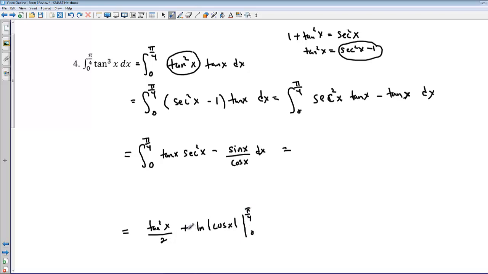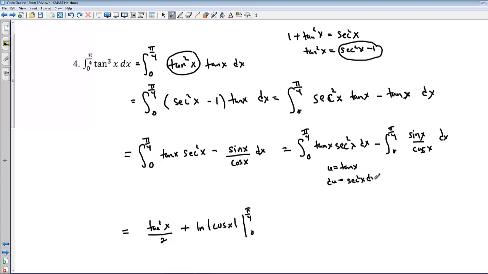Now, if you don't see that, that's okay, because you could actually break this up into 2 separate integrals. So if I was struggling with this one, I might just break it up into 2 separate integrals and then make 2 different substitutions. So the integral of tan x secant squared x dx, and then minus the integral from 0 to pi over 4 of sine of x divided by cosine of x dx. So on this one, I probably would let u be equal to tan of x, and then du would be equal to secant squared x dx.